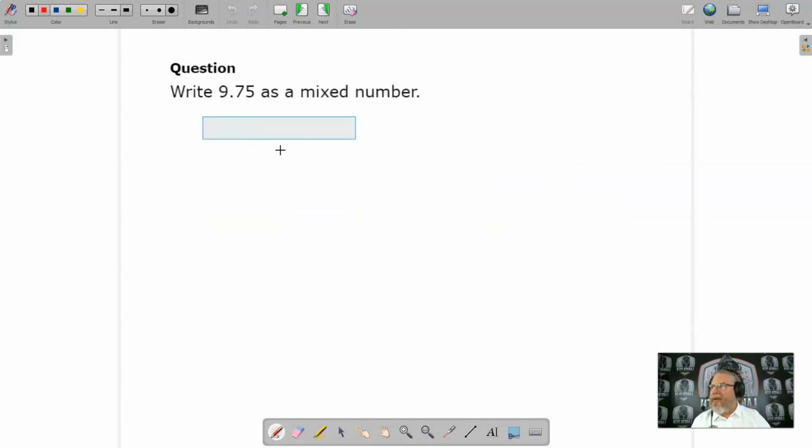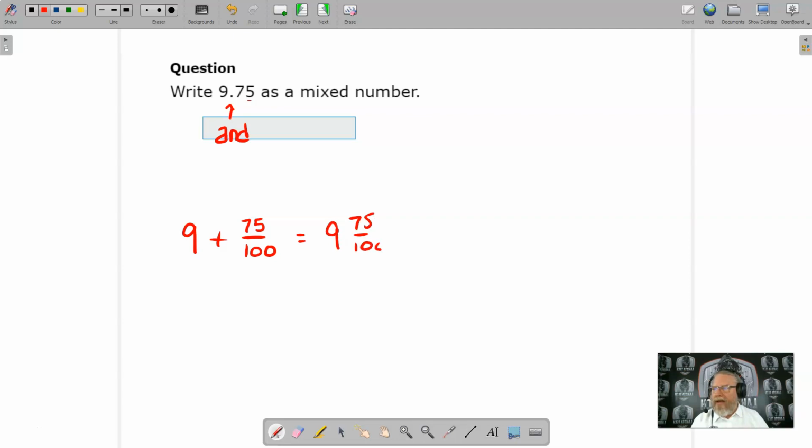So let's look at our next question here. Write 9.75 as a mixed number. Whenever we read this, we would read this 9 and 75 100ths. The decimal here is the word and, A-N-D. 9 and 75 100ths, because the 5 is in the 100ths place, right? So if we wrote this as a fraction, we would have 9, and that means we're going to add to that 75 100ths. That would be 9 and 75 100ths. Well, if we put those together, we could just say that's 9 75 100ths.